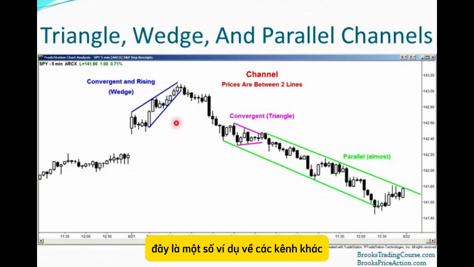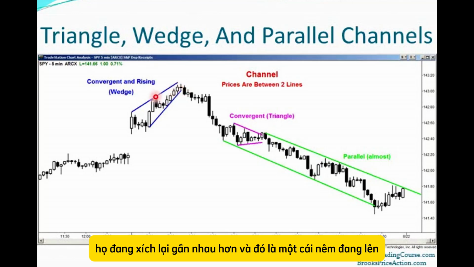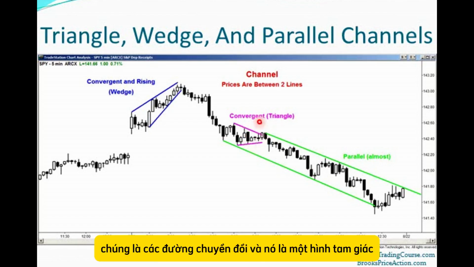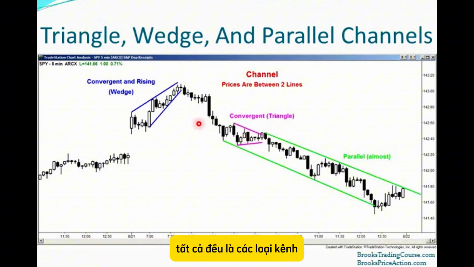Here are some examples of other channels. Anytime you can draw two lines, you have a channel. Here the two lines are convergent. They're getting closer together, and it's a rising wedge. Here we have parallel lines. This is the most conventional type of channel that people consider. Here we have two lines, and they're getting closer together. They're convergent lines, and it's a triangle. All are types of channels.